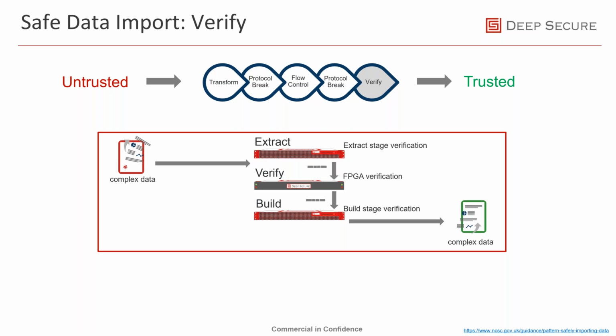The second place, and the key one really, is in the hardware logic that's validating the syntax of the data that's been created. So here, the FPGAs that are trustworthy are validating that the extract has done its job correctly and hasn't been attacked. And then the third and final one is part of the build phase. As it builds brand new complex data back from simple data, again, it's validating the semantics of that data to make sure it's correct.